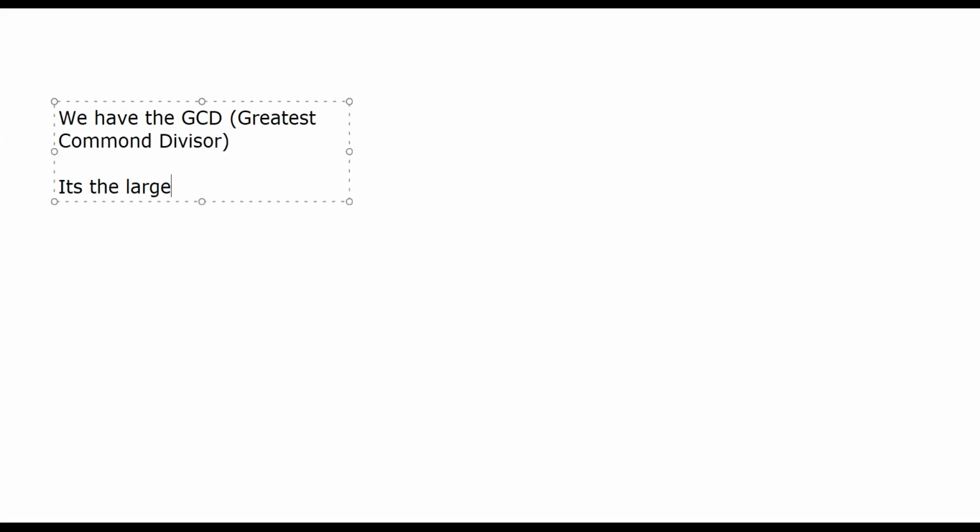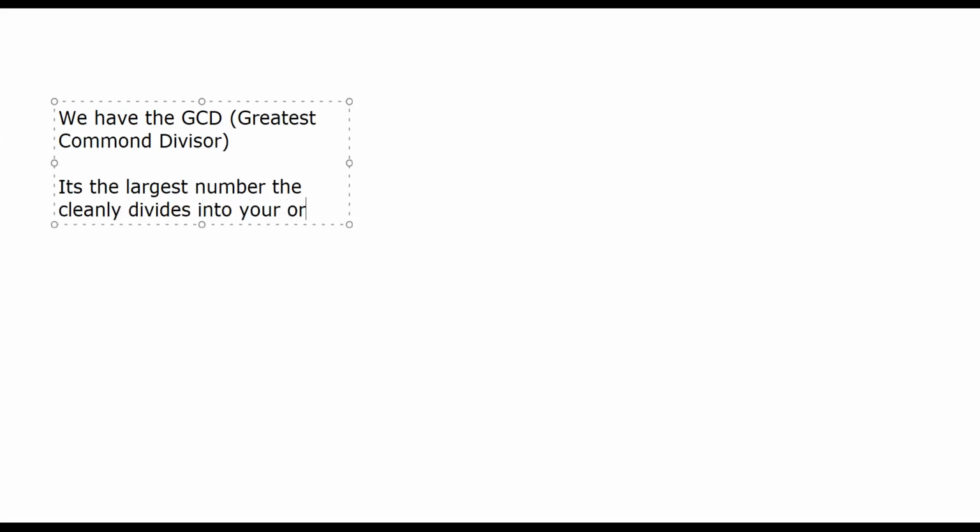So we have the GCD, which is the greatest common divisor. It's the largest number that cleanly divides into your original set of numbers, whatever you're trying to find the GCD of.